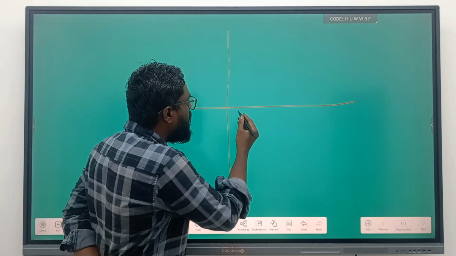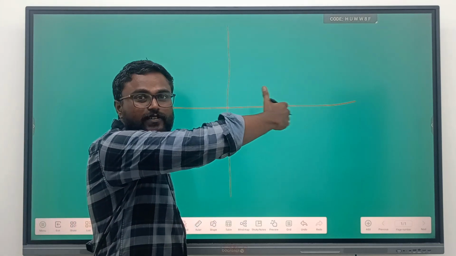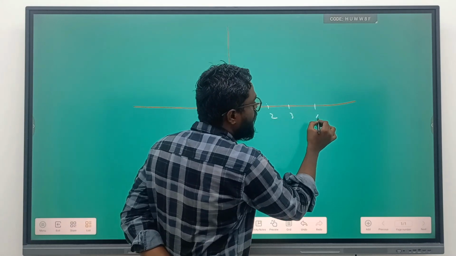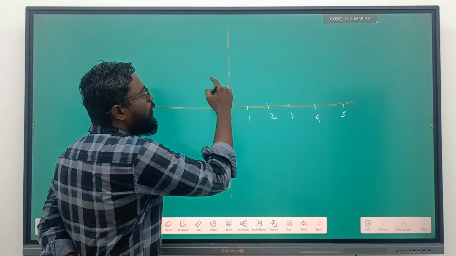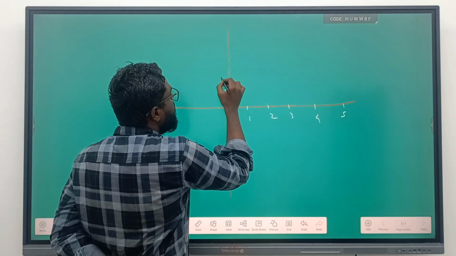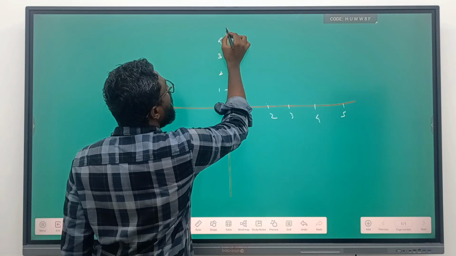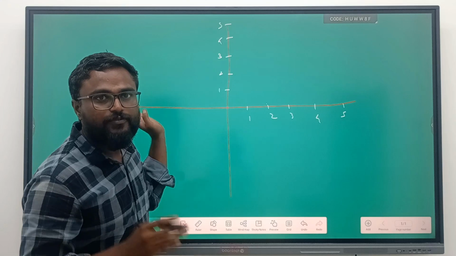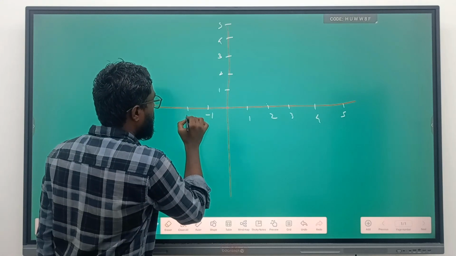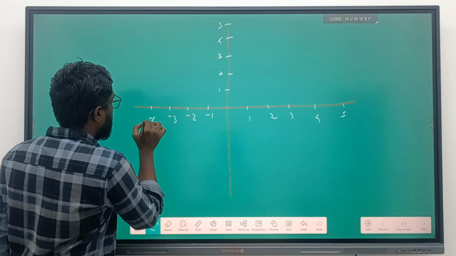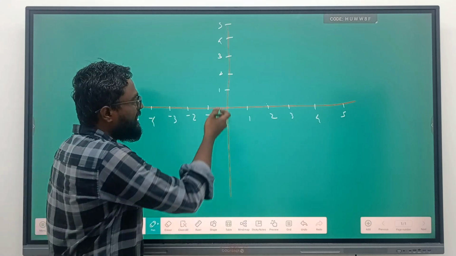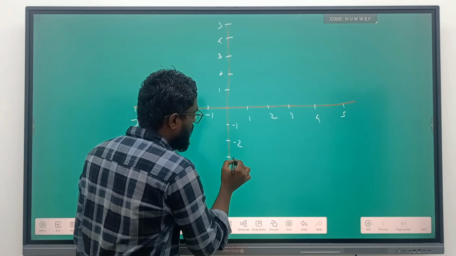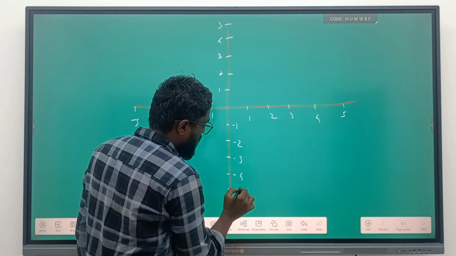Now, as I told you in before videos, the positive side is on the right hand side. So I'll just write down 1, 2, 3, 4, 5. The positive side on the top of the y-axis, 2, 3, 4, 5. The negative numbers on the left hand side of the x-axis, -1, -2, -3, -4, -5, and it goes on. The negative numbers on the bottom side of the y-axis, -1, -2, -3, -4, -5.